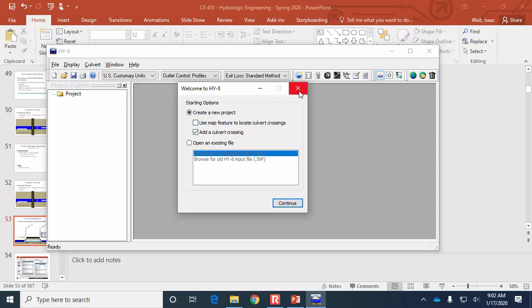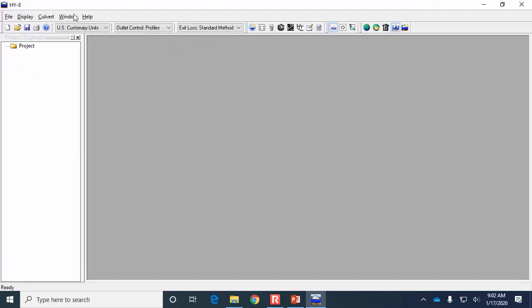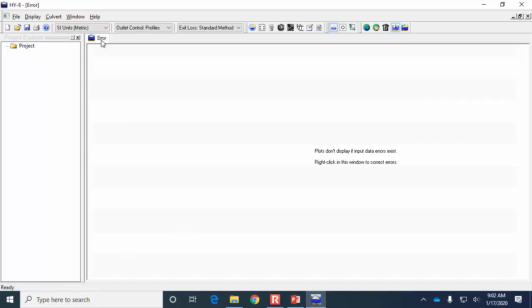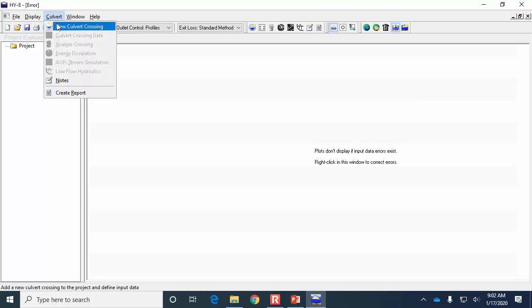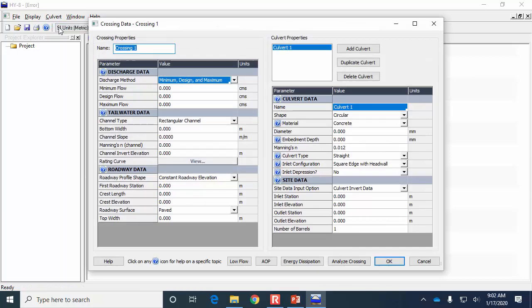We first of all need to close this and make sure that you are in SI units before you add the crossing. So switch to SI units, and then here do culvert, new culvert crossing. Now remember, this first example, it's okay if you just watch rather than follow along, because we've got two other examples that you can get the practice with. So if you just want to watch on this first one, then that's okay. And we verified that the units are SI by the column that has CMS, which is cubic meters per second.